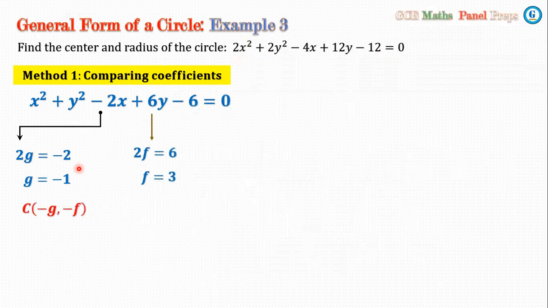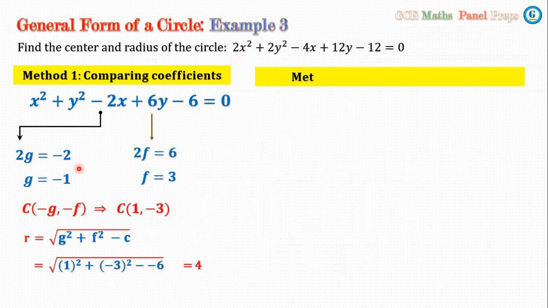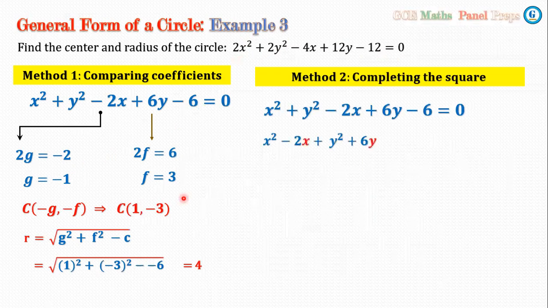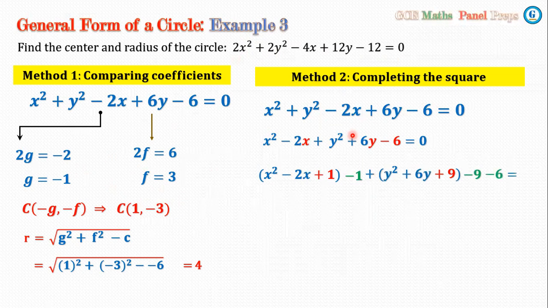So from here, we have our center to be 1, minus 3, and the radius to be equal to 4. Method 2, that's my focus. After we divide all through by 2, this is what we're going to obtain. And we use the previous methods that we have used. We do the same as previously. And we end up with x minus 1 all squared plus y plus 3 all squared equals 16.